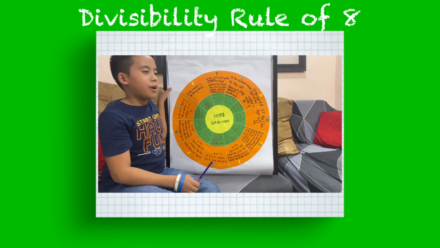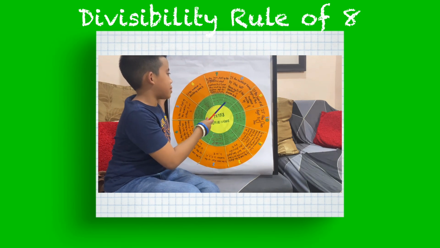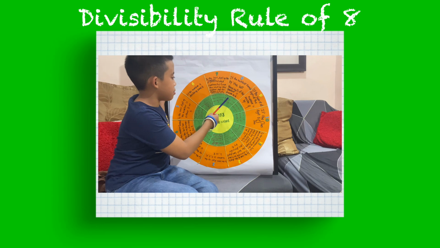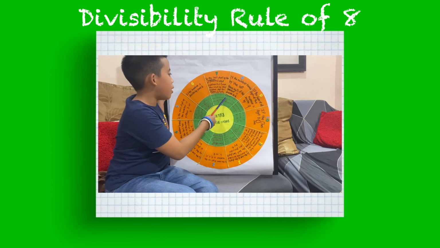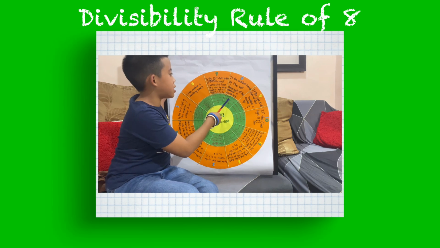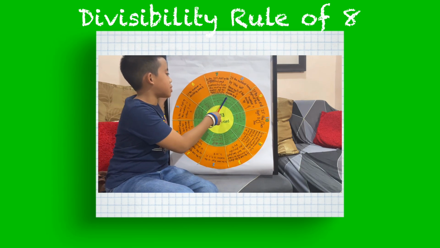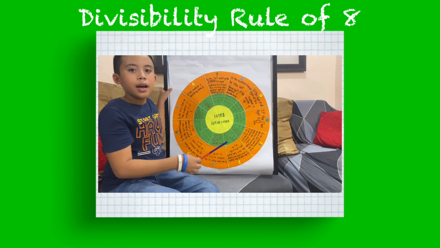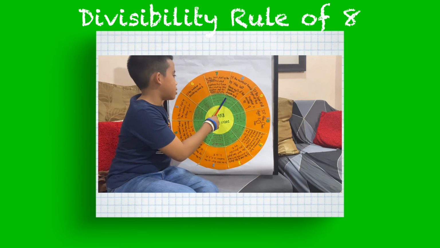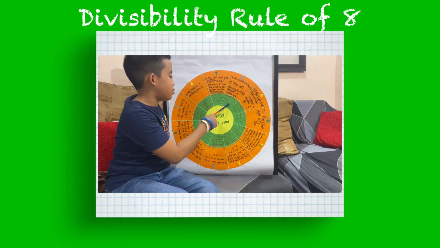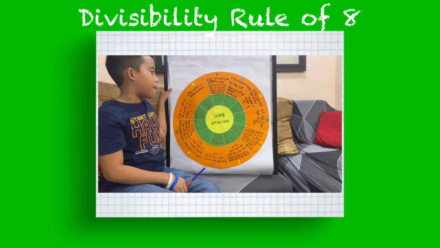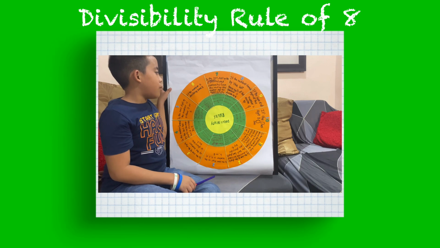Divisibility rule number 8. If the number formed by the last 3 digits of the number is divisible by 8, then the number is divisible by 8. Example, 416. 416 divided by 8 equals 52. 52 is a whole number, therefore 416 is divisible by 8. The second example is 272. 272 divided by 8 equals 34. And 34 is a whole number, therefore 272 is divisible by 8.